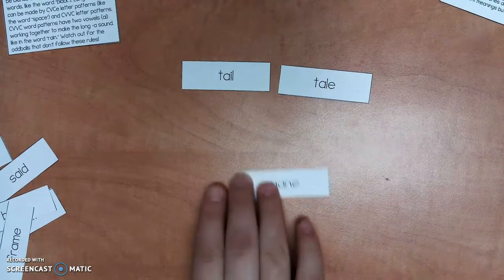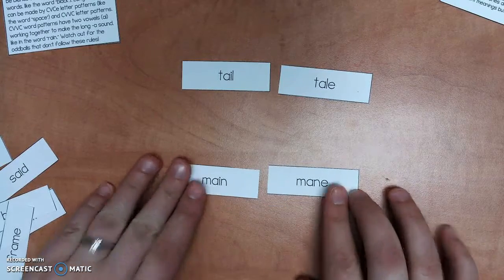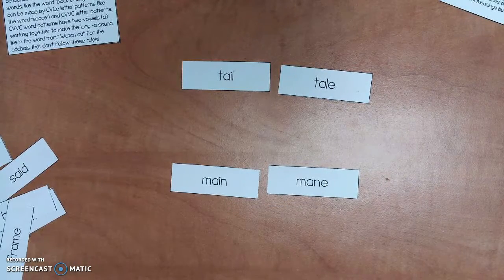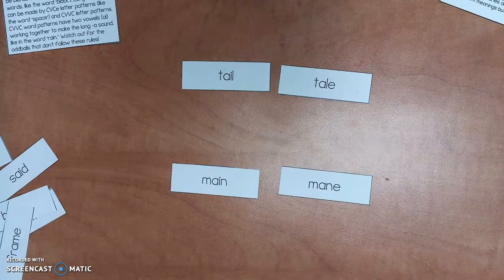Another example would be mane and main. So when we start to have different combinations of letters that can make the same sound, that's when we start to get these homophones. So mane, as in a horse's mane, like the hair around its neck, a lion's mane. This is in Main Street or main course. So there's different meanings for these words, even though they sound the same, they look different, they have different meanings. So you have to watch out for those.